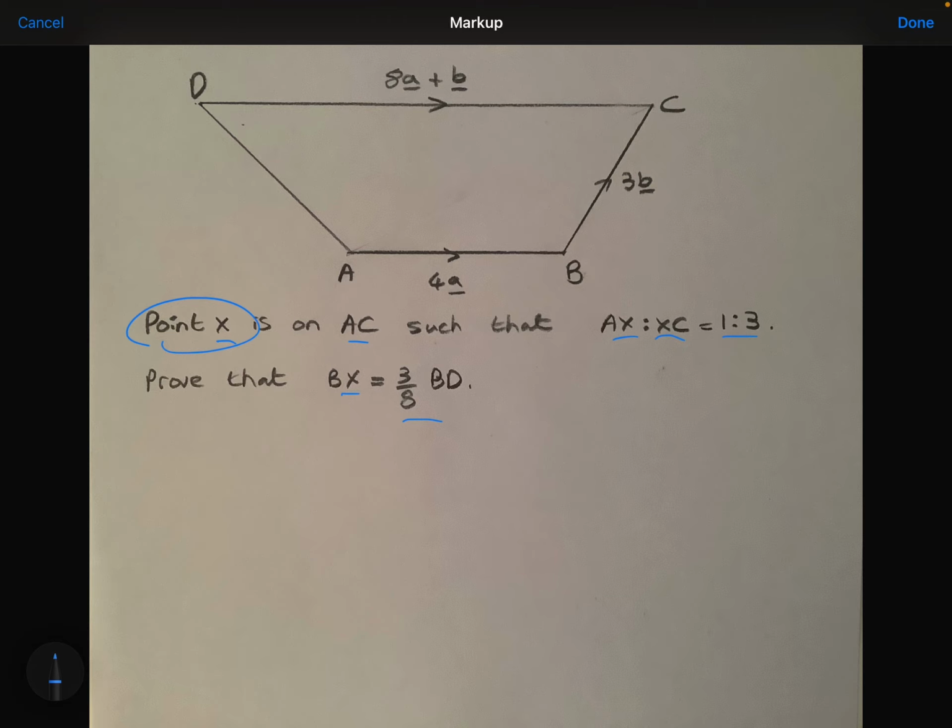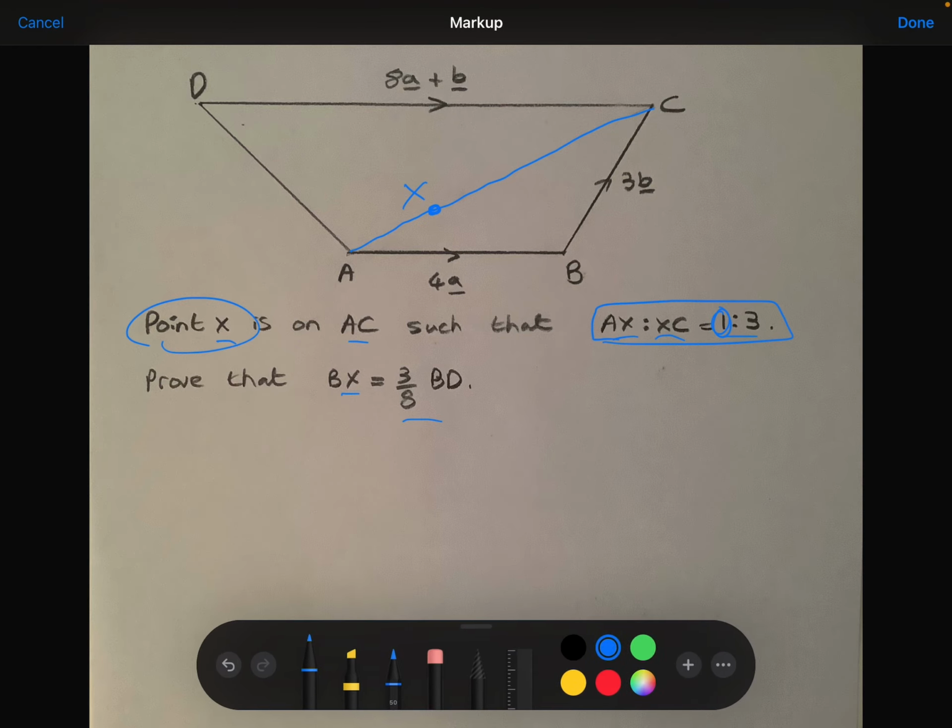It's on the line AC, so let me draw in AC. And I know it's going to be slightly closer to point A than point C, because I'm told that it is split in this ratio. So X to A is worth 1 part. Let me highlight this to make it clearer. So AX is the 1 and XC is the 3.